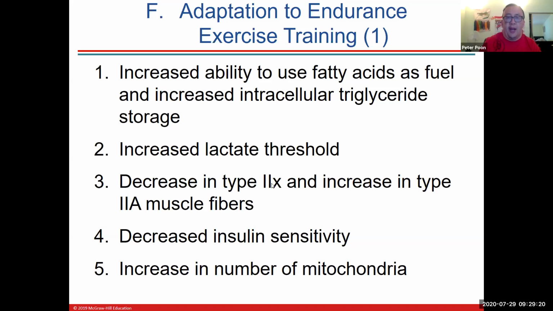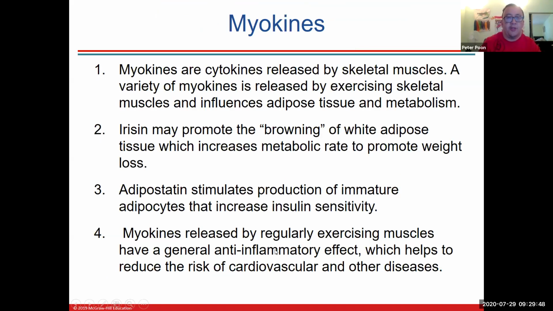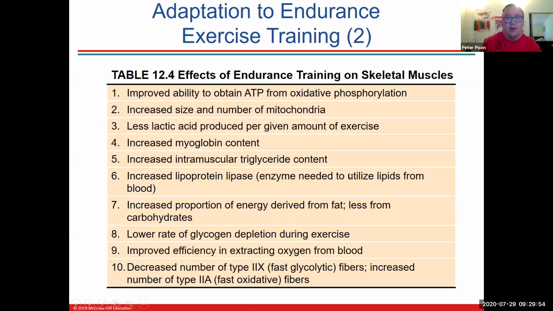There is a decrease in type 2X, the pure fast twitch fibers, and an increase in intermediate twitch fibers. There is increased insulin sensitivity, so you can pump in sugar without much insulin. And an increase in the number of mitochondria, which should be fairly obvious. So that's the increase in effective endurance training of skeletal muscles. Read that and then go out for a run.